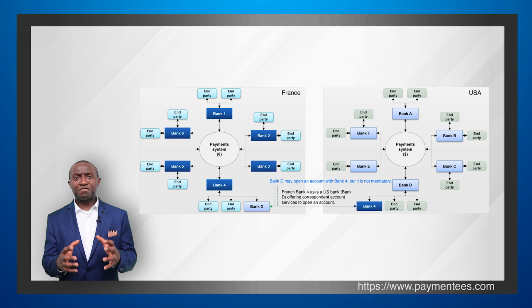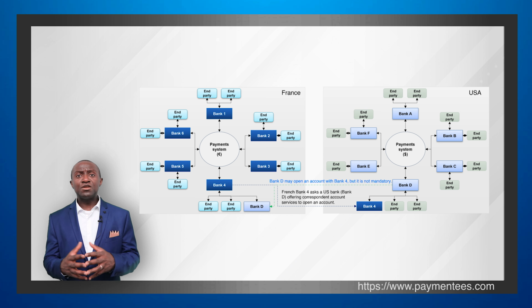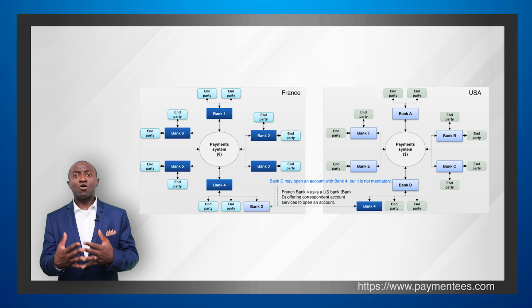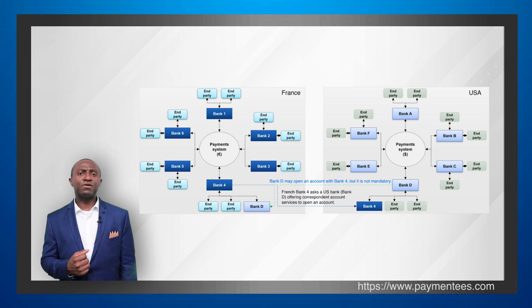Let us assume the French bank is BNP Paribas and the US bank is Citibank. When BNP Paribas opens an account with Citi, both banks enter into what is called a correspondent account relationship. The bank in the USA becomes the correspondent of the French bank in USD currency. Note that the account is open in the books of the bank in the United States, but it is the account of the French bank.